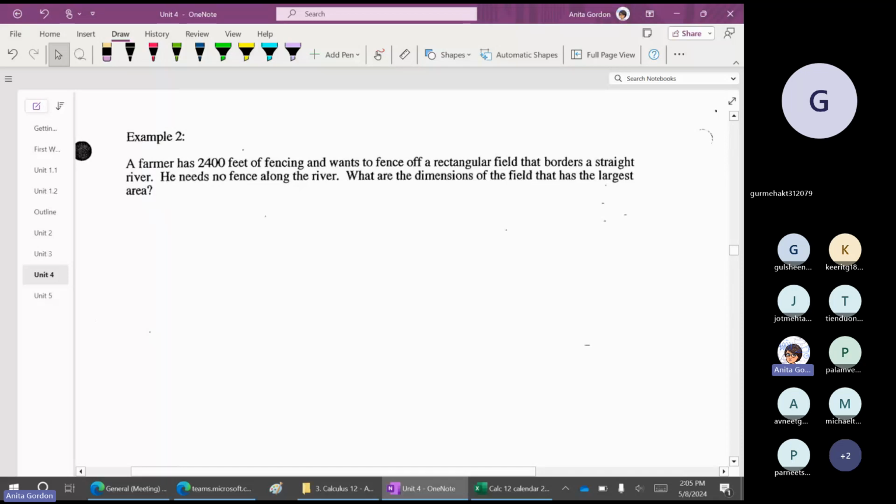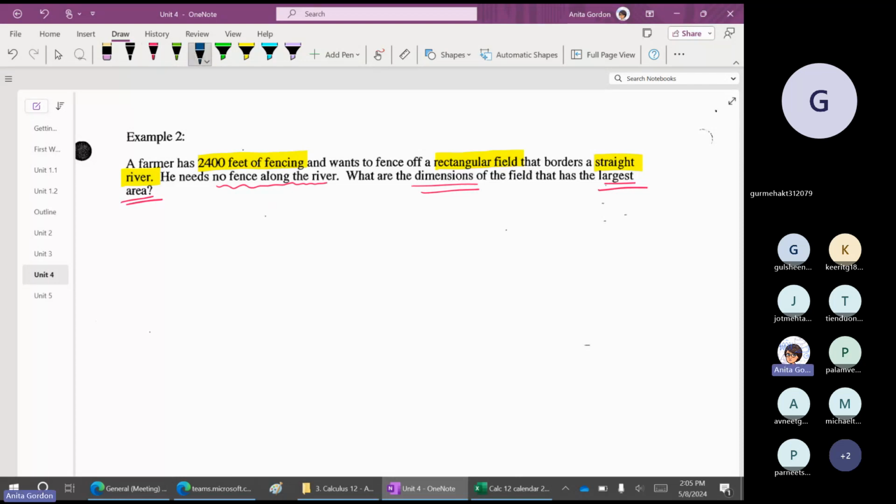A farmer has 2,400 feet of fencing, and he wants to fence off a rectangular field that borders a straight river. He does not need a fence along the river. How many sides do I need? 3, right? Because one side is the river and the other 3 sides are the fence. What are the dimensions of the field that gives me the largest area?